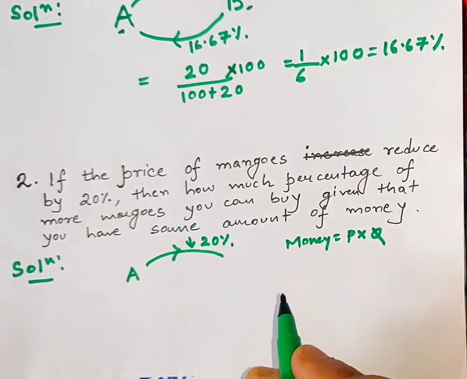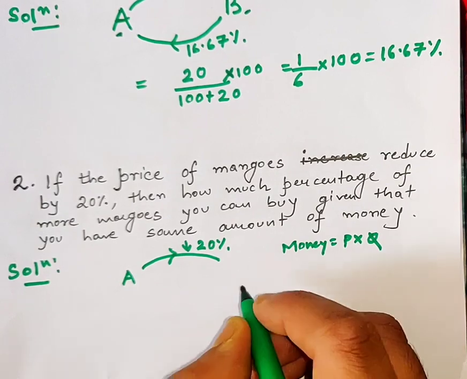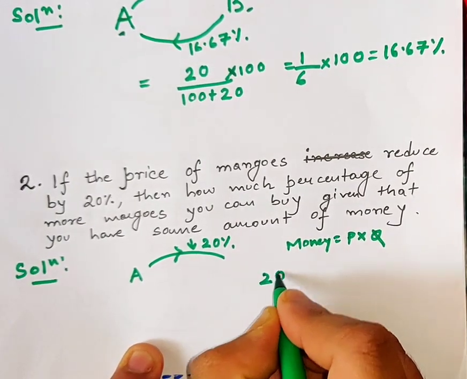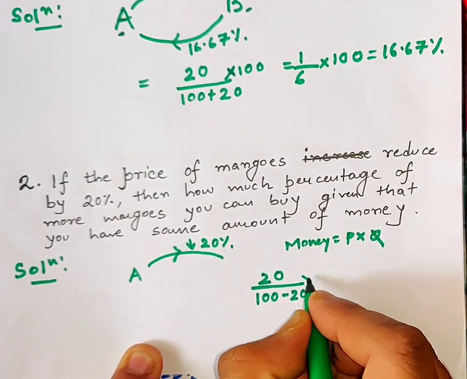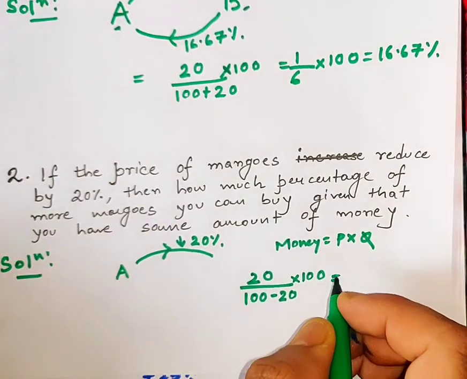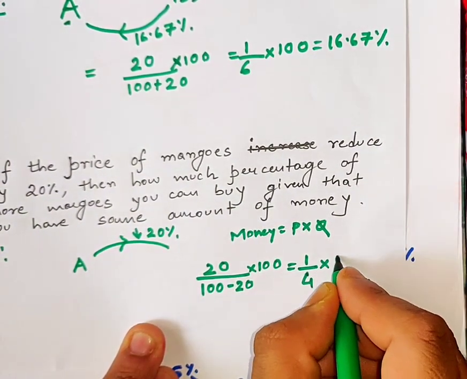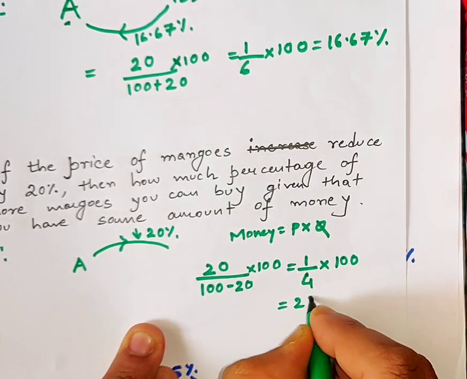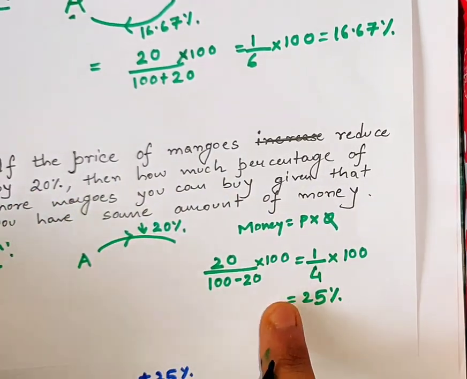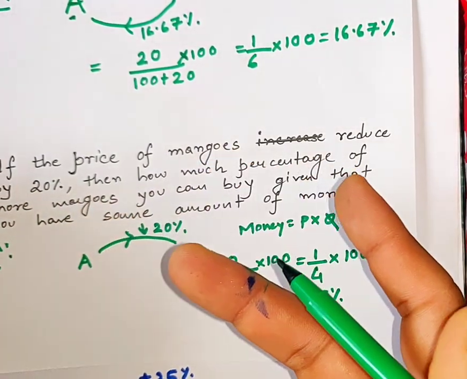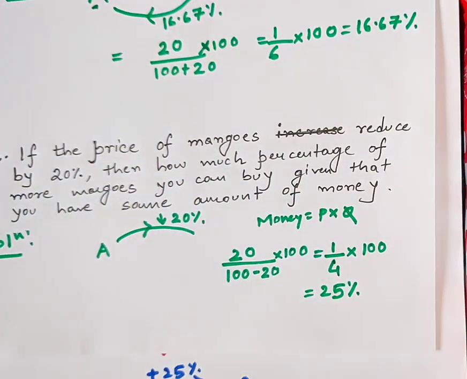So if the price reduces by 20%, to get back the same initial value, you need to do 20 by 100 minus 20, because it has reduced, so the base will reduce. This will be equal to 1 by 4 into 100. This is equal to 25%. So if the price of mangoes reduced by 20%, you can buy 25% more mangoes than the initial value.